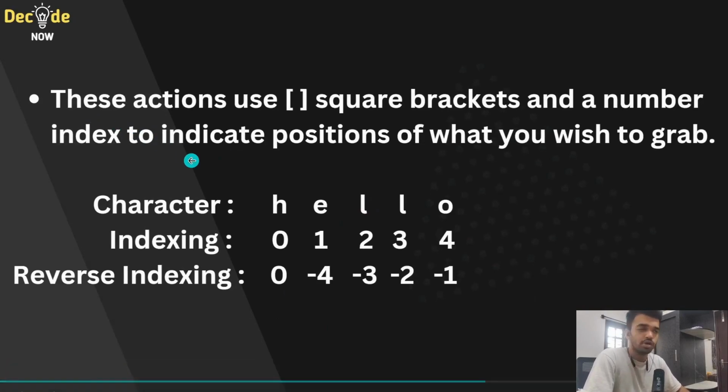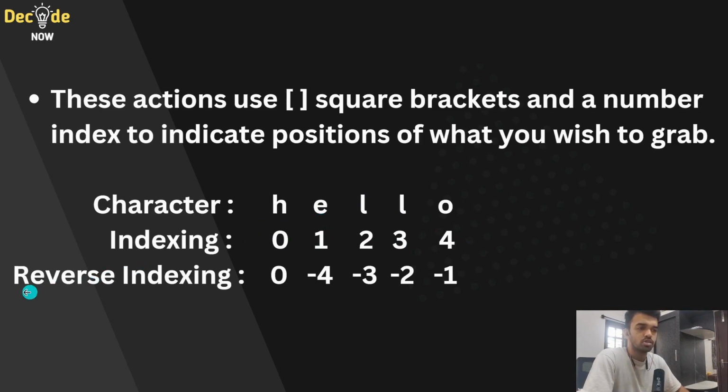This is a bit more detail about indexing. Suppose we have the string hello, and the indexing would be 0, 1, 2, 3, 4. One more thing we have to keep in mind is that indexing always starts from 0, in Python and in most programming languages. So H is associated with the index value 0, E with 1, L with 2, the other L with 3, and O with 4.